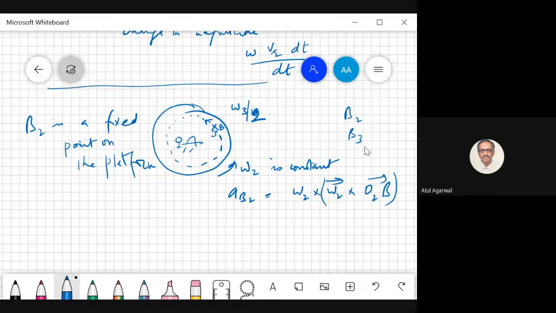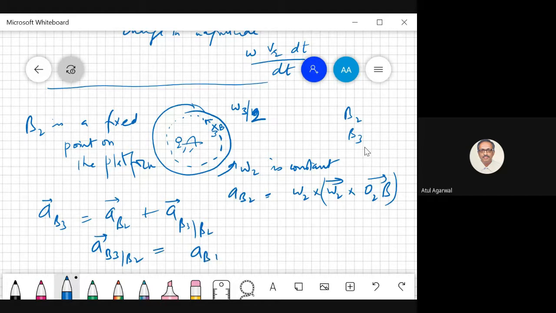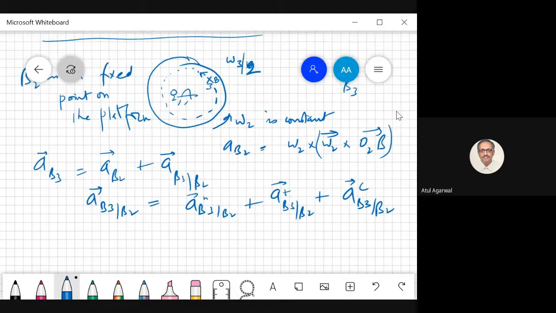Now, what is acceleration of B3? Acceleration of B2 plus acceleration of B3 with respect to B2. So I had told you how you will calculate B3 with respect to B2. Normal term, tangential term, plus Coriolis term. You see, whenever you have some sliding motion in a rotating platform, then you get this Coriolis term.